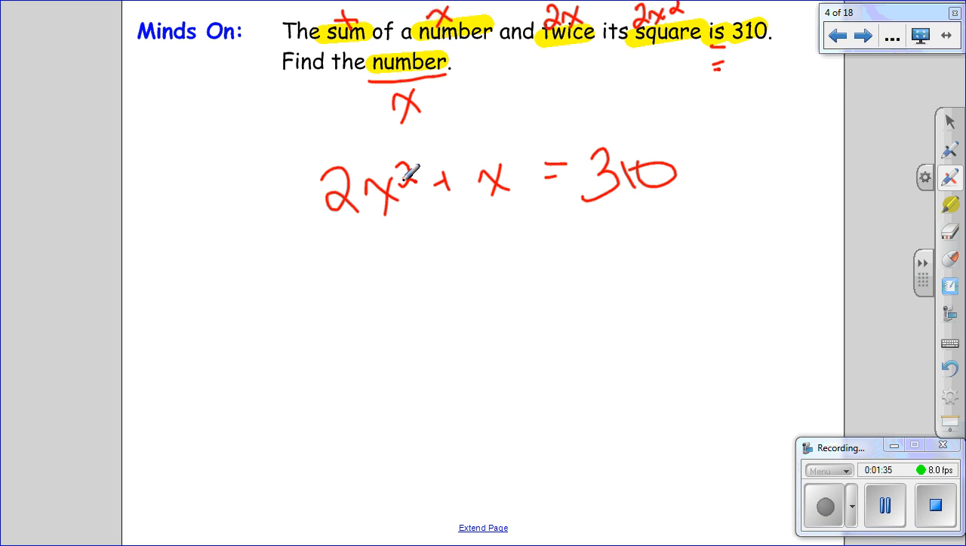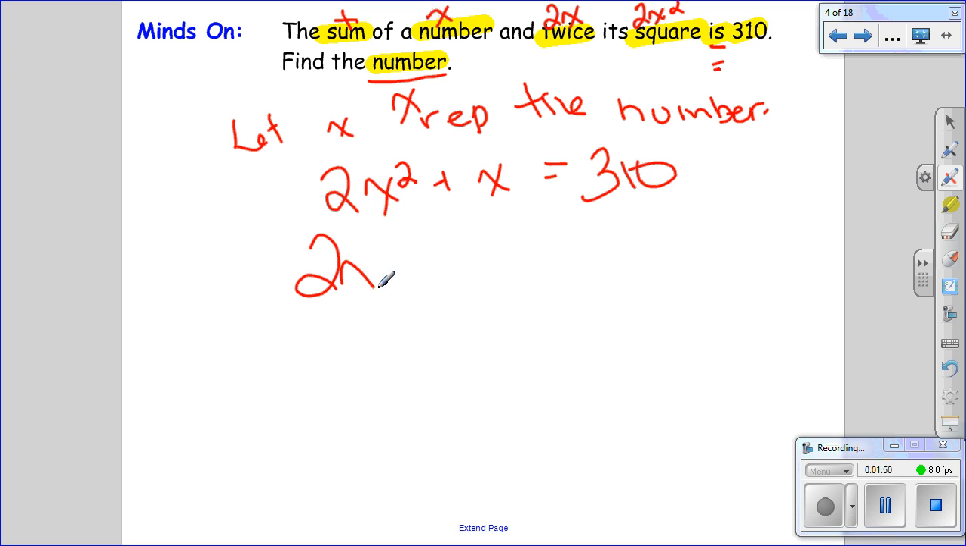So the first thing I should do, because this is a word problem, is introduce my variable. So let x represent the number. And of course, I'm not writing very neatly, and you'll see it neatly on the next slide. You should copy the next slide, not, of course, my messy handwriting.